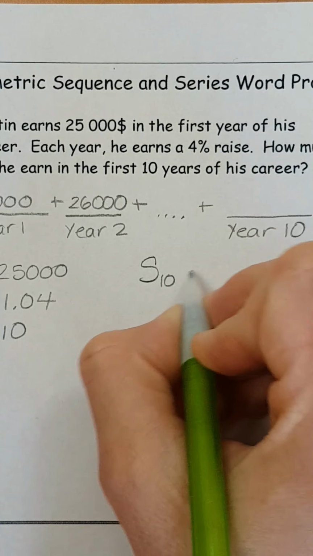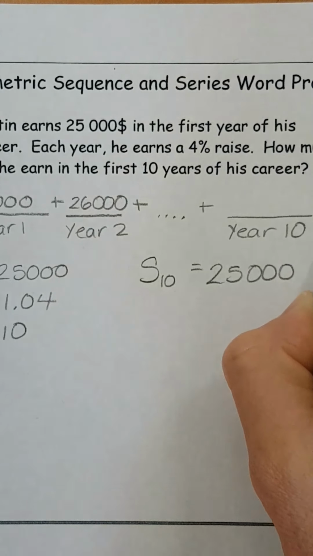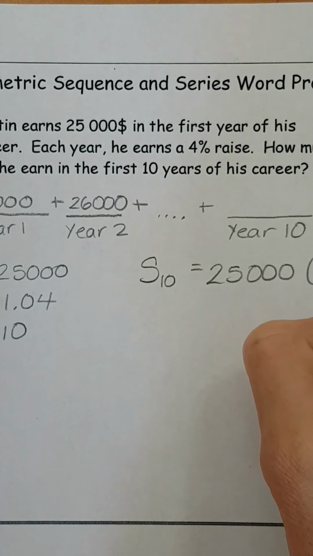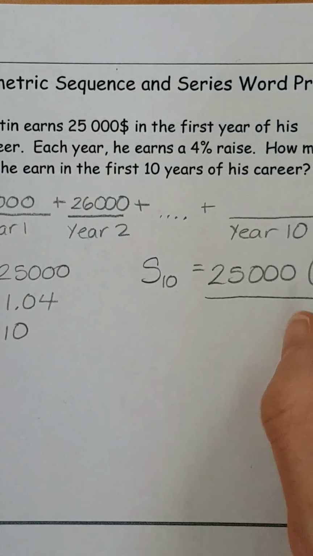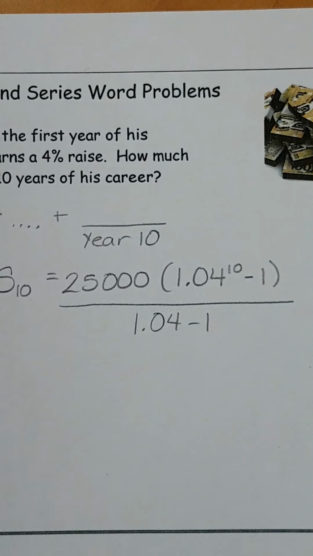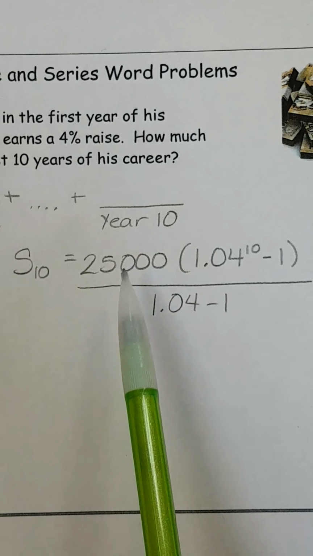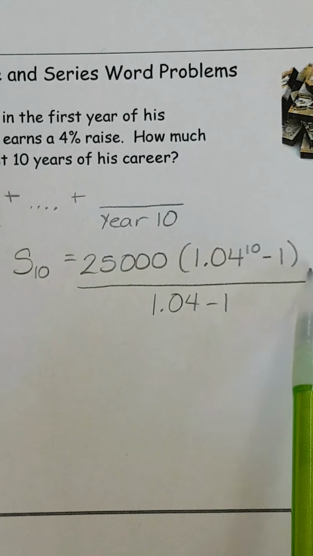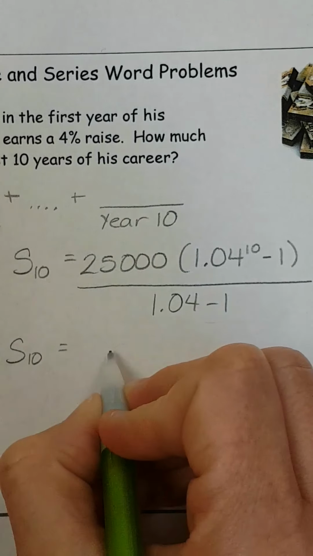So the sum of what he earns in 10 years is $25,000 times... sorry, I have to figure out what the formulas are. There we go. This is something you've seen before. What I would probably recommend doing is calculating the numerator and then the denominator separately. You don't need my help for that.